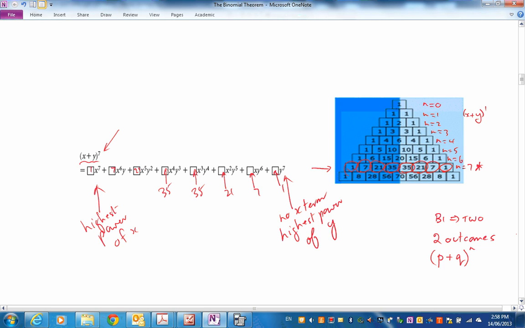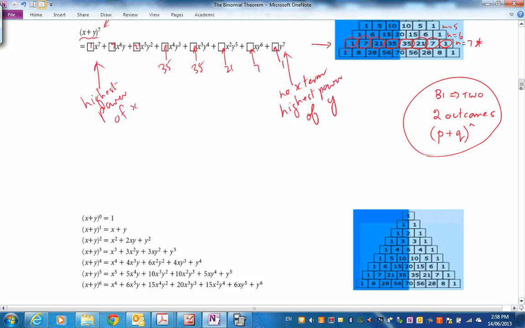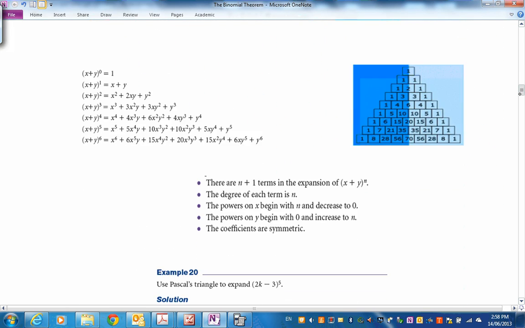So binomial theorem is applied to expansions, expanding terms like this, but it's also applicable to the binomial probability distribution. So we'll have a look at that a bit later on. Okay, come on down and let's have a look at a bit of a summary here.